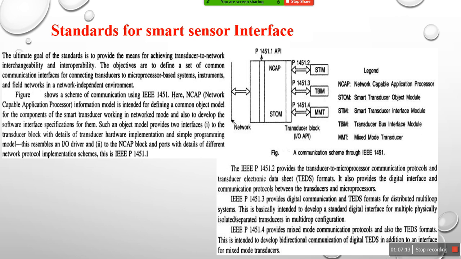In order to achieve all these standards for the sensors, you require some interface. Remember, an interface is what connects hardware and software, and that interface will be taken care of by various types of devices. Say in the case of a network, you connect using TCP/IP protocols and you will be able to communicate over that network. But here the objective is to define a set of common communication interfaces for connecting transducers to microprocessor-based systems, instruments and field networks in a network independent environment.